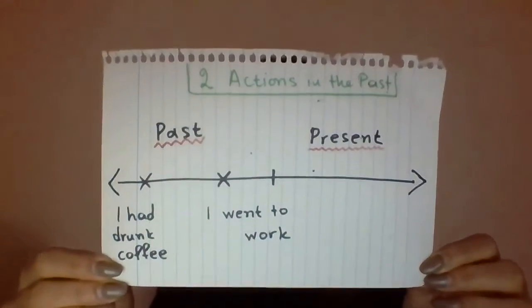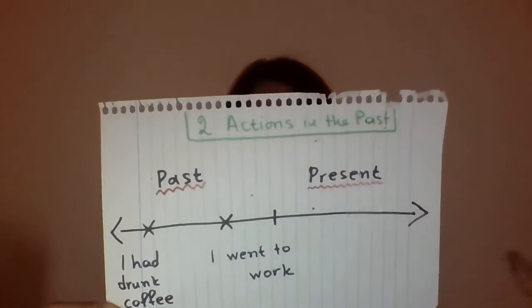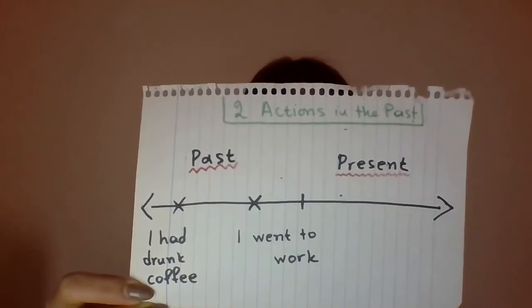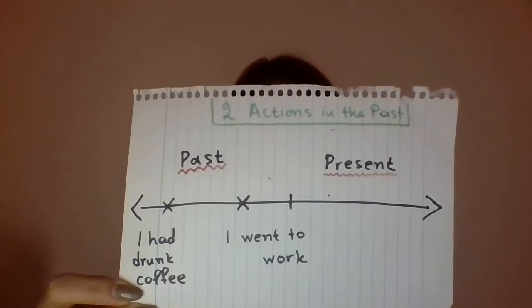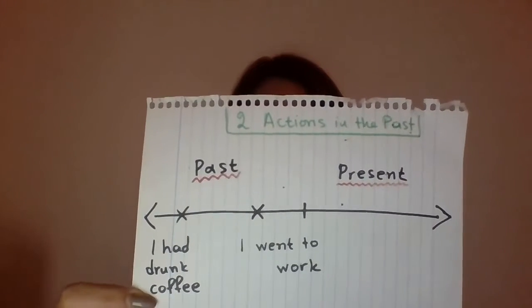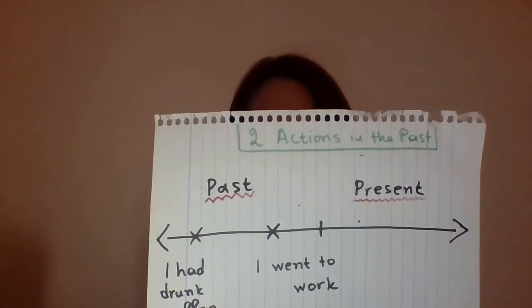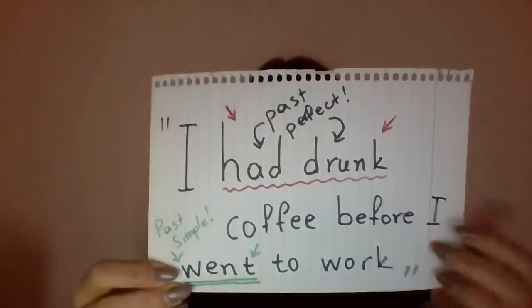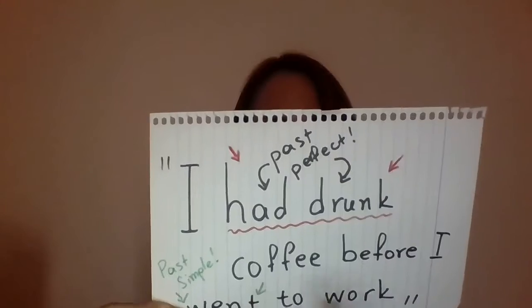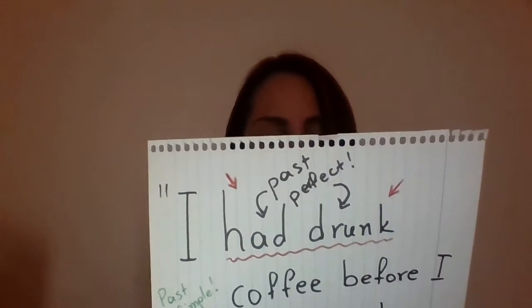Well, it makes much more sense if we put them side by side with the past simple tense. So we have a timeline here that will help us understand the placement of the tenses in the timeline. But before that, I want to introduce to you the sentence that I use, for example, in the timeline. This sentence: I had drunk coffee before I went to work.